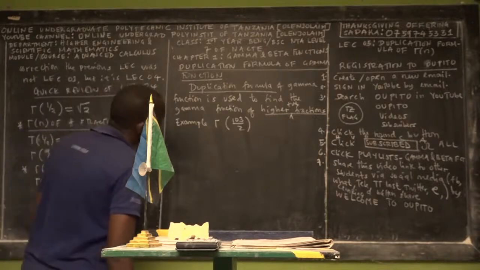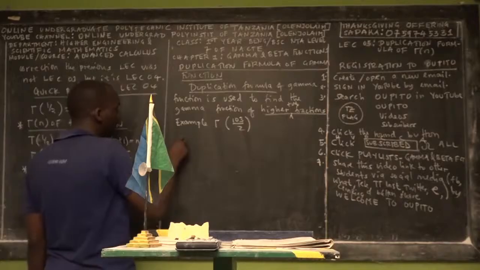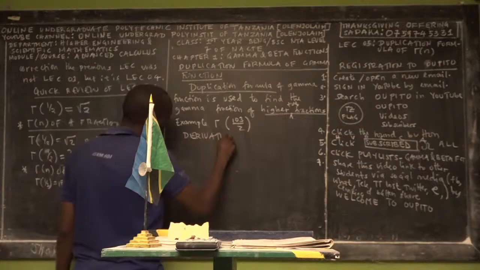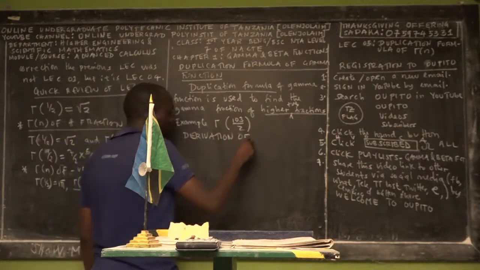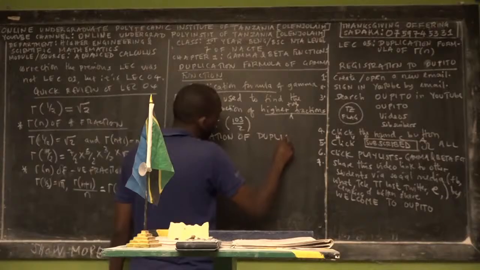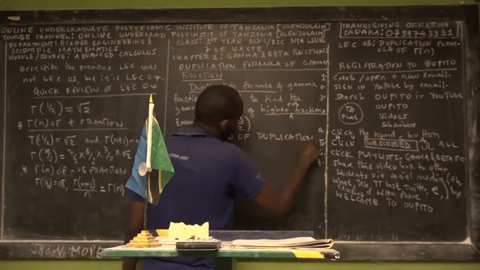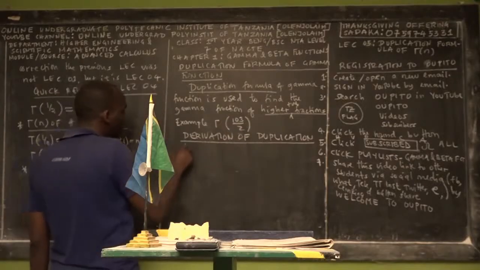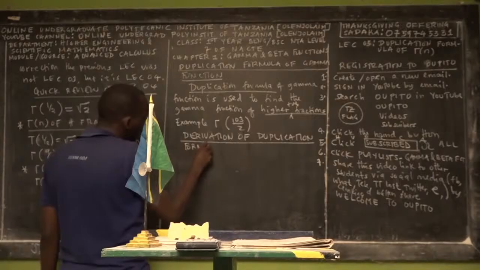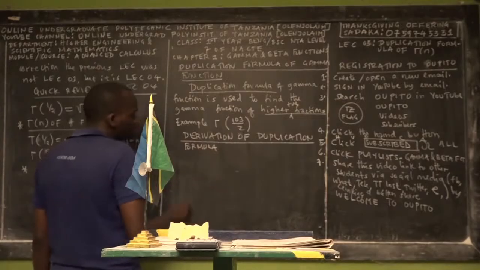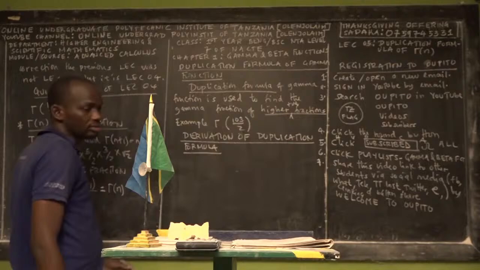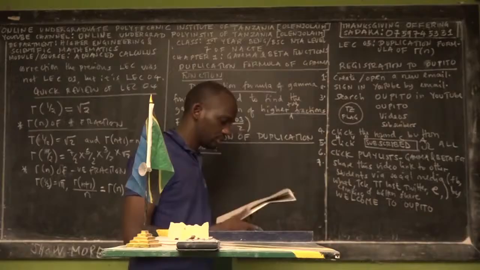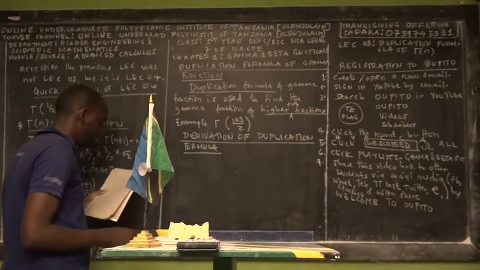So after defining the use of duplication formula, I would like now to take you into the revision of duplication formula. How do we derive it? Because there is one supplemental question which asks you to derive the duplication formula and use it to evaluate gamma function of a certain fraction. So the duplication formula, first of all, we get it from the products of the gamma function.